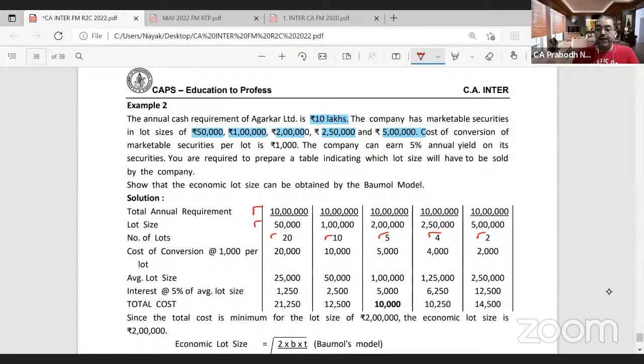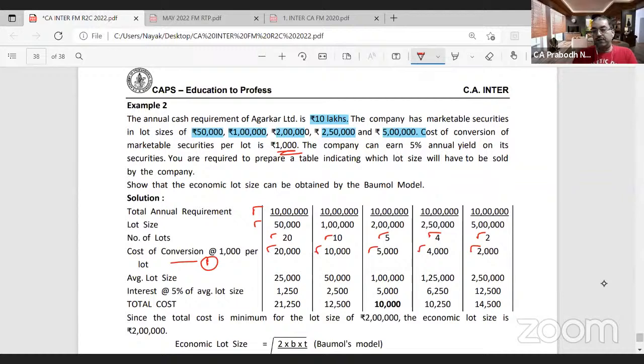The cost of conversion of each lot is 1,000 rupees. So 1,000 into 20 is 20,000. 1,000 into 10 is 10,000. 1,000 into 5 is 5,000. 1,000 into 4 is 4,000. 1,000 into 2 is 2,000. Okay, so let's call this result number 1.